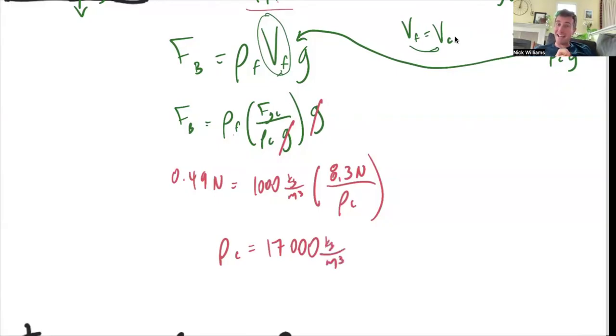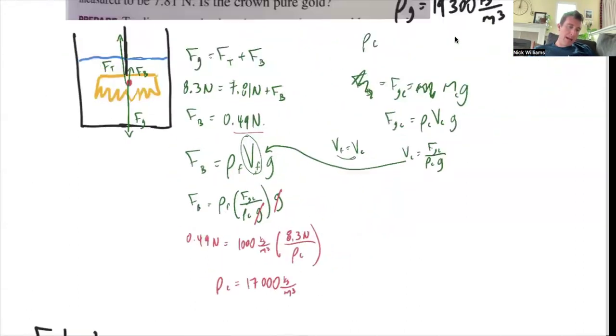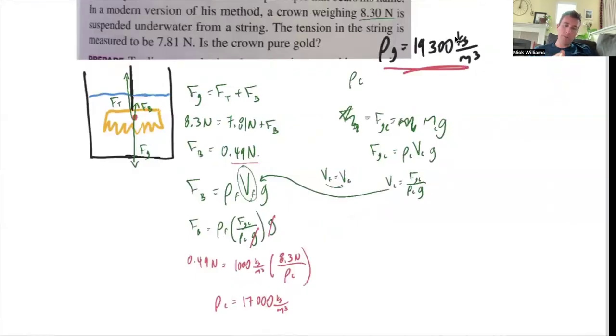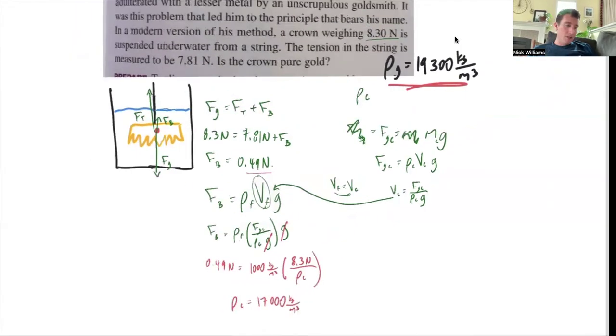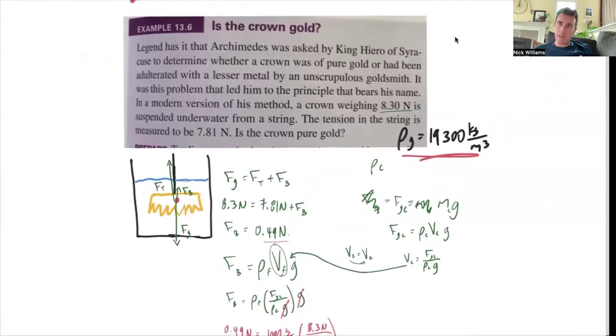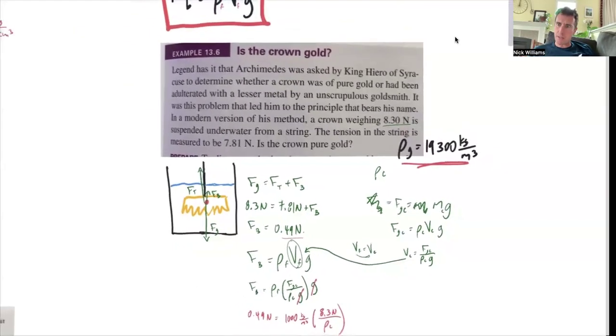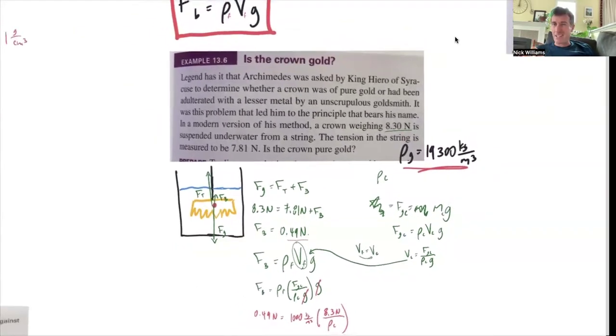Hey, hey, hey. So I successfully have a density of the crown, and then I compare that to the density of the gold, and I see that it is less. So it would appear that the crown is not pure gold. We may have been taken by an unscrupulous goldsmith, or practically like everything made of gold.